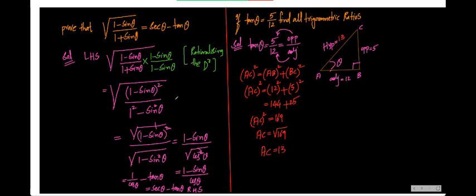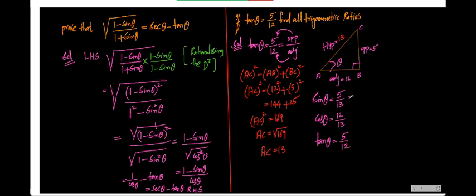All ratios we have to find out. Let us find out one by one. Starting with sin theta. What is the sin theta value? Opposite by hypotenuse, so 5 by 13. Cos theta value is adjacent by hypotenuse, that is 12 by 13. Tan theta value is already there, 5 by 12.